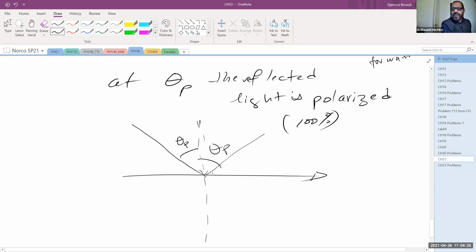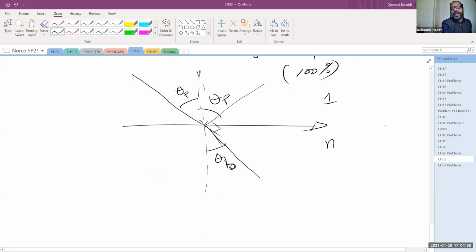Well, this is theta B, always, okay? This is the refracted. So I'm going to take the index of refraction in here, and I'm going to take it 1 in here. Again, you can take it NA and NB if you like, okay? So if you want to, we can take it NA and NB.